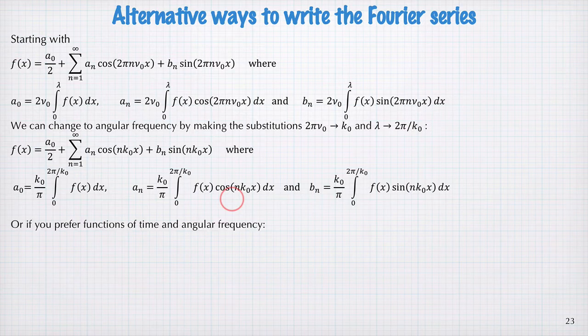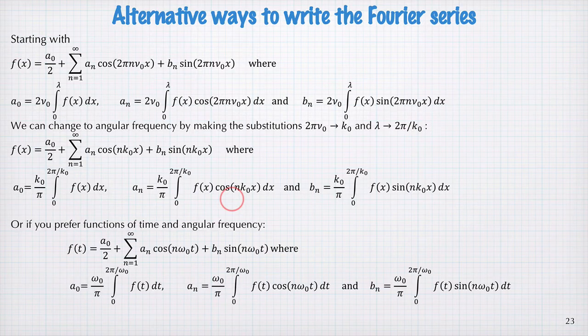If you prefer functions of time and angular frequency, it would look like this. Now the role of omega here is exactly the same as the role of k. So omega here is the angular frequency in time. K is the angular frequency in space. So if you have some function of space, this is its frequency in angular units. You have some function of time, this is its angular frequency in time. So there's the Fourier series in angular units. Okay, what else can we do?